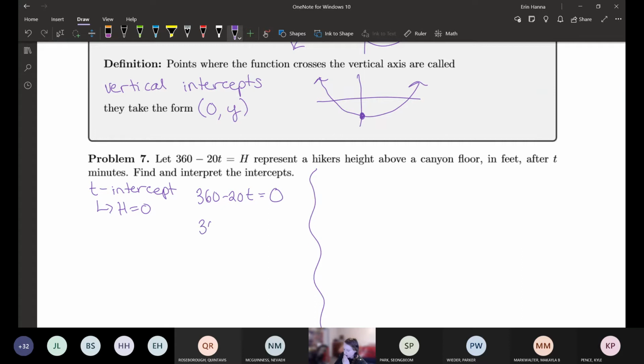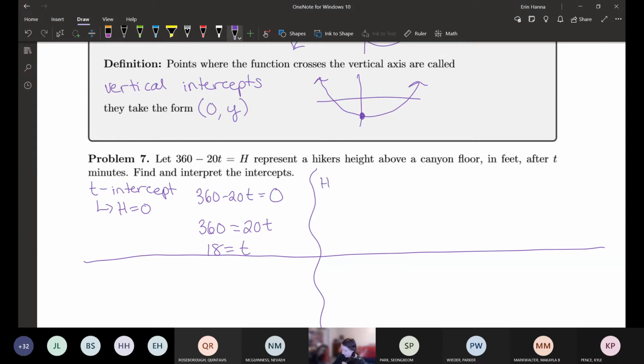A lot of times I won't write out all of the algebra for these, but if you ever need me to write out the algebra, just let me know. So I would add the 20t over to the other side, and then divide both sides by 20, which is 18. So t would be 18. And again, if there's any intermediate step that I ever skip, algebra-wise or otherwise, just ask me how did you get from that line to that line? So we've got t equals 18, and I'm going to come back to the interpreting piece in a second. So I've found the t-intercept, it's 18.